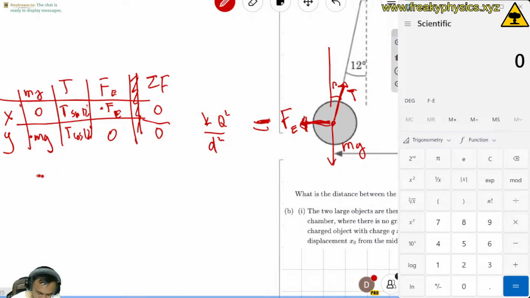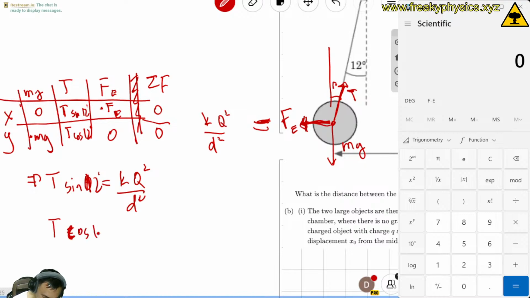So in this case, what are the two equations we get? We get T sine of 12 degrees, putting the angle straight away, is equal to kQ squared over d squared. And also the other one, T cosine of 12 degrees is going to be equal to mg.